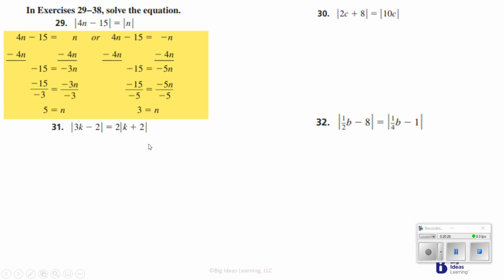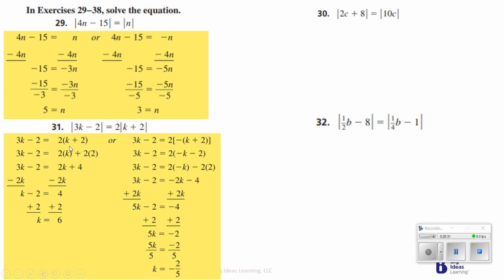Now for number 31. In this case, we're going to go ahead and get rid of the 2 in front by distributing the properties. I'm going to take 2 times k, that's going to be 2k, right? And 2 times 2, that'll be 4, all right? And this one's pretty simple across the board. We distribute the properties. We combine the like terms. We're going to take 2k away from each side, leaving us with k minus 2 equals 4. Then we're going to combine our like terms. We're going to add 2 to both sides, and k equals 6.